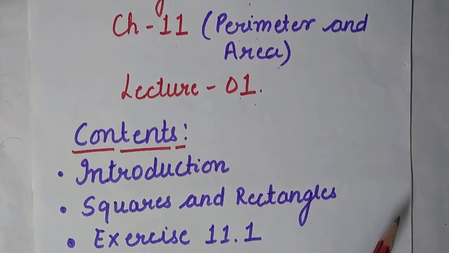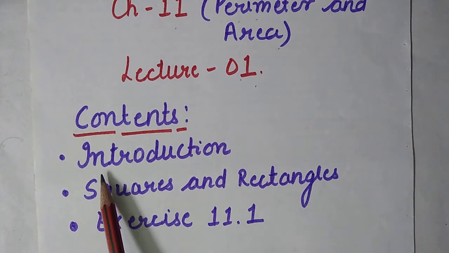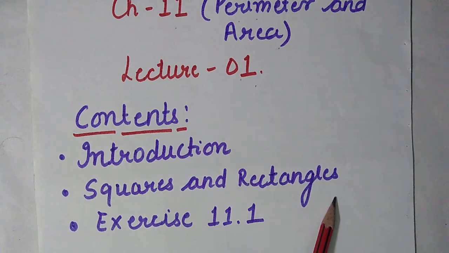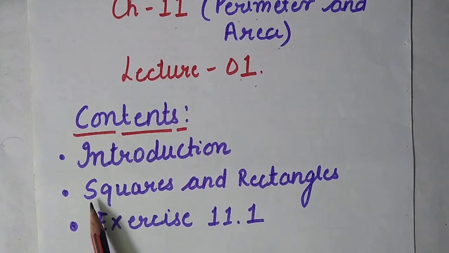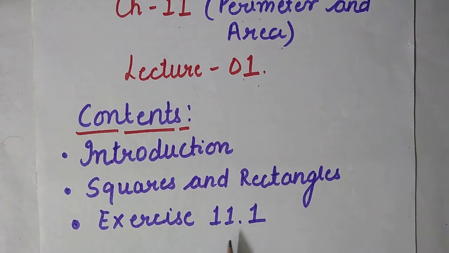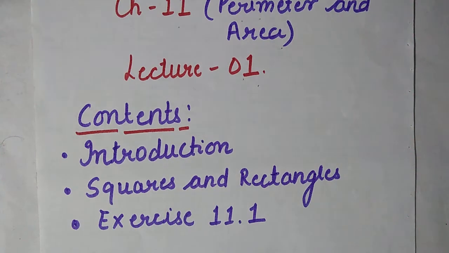In this lecture, we are going to discuss the following topics. First, we will discuss introduction to perimeter and area. Then, we will learn about perimeter and area of two shapes that are square and rectangle. And then we will discuss questions of exercise 11.1. So, let us start with the introduction to perimeter and area.